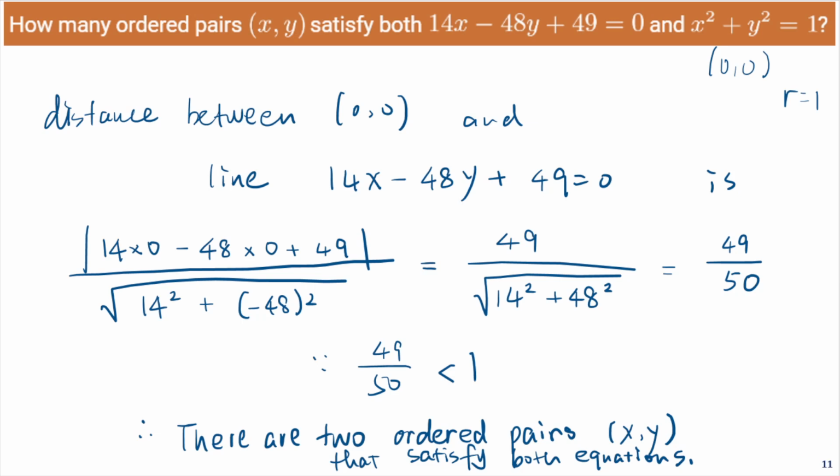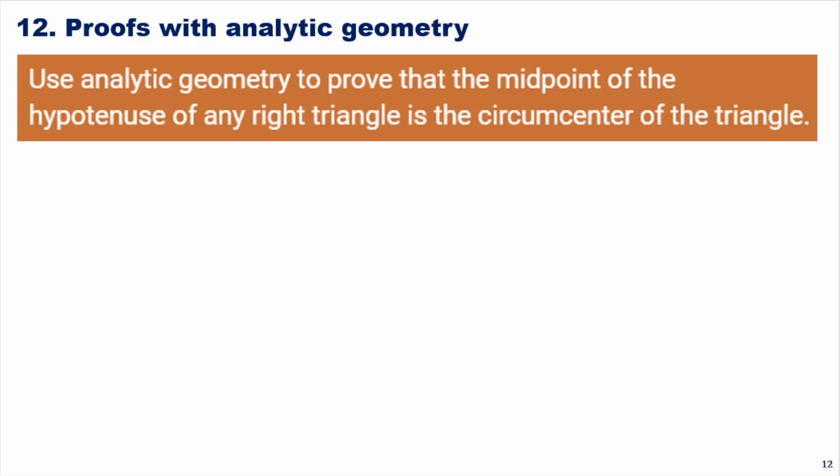Okay, then sometimes we could also use analytical geometry to prove important properties. So, for example, let's consider this question here. Use analytical geometry to prove that the midpoint of the hypotenuse of any right triangle is the circumcenter of the triangle.